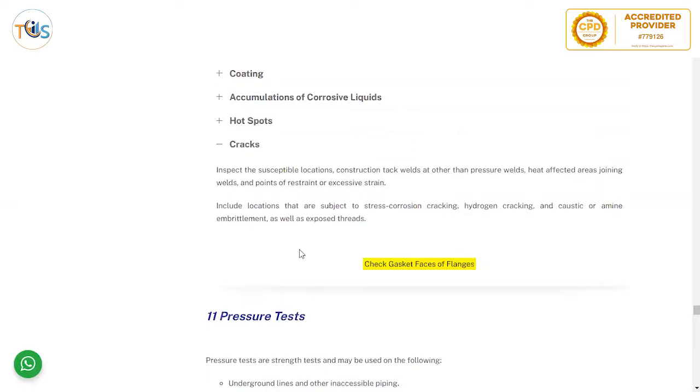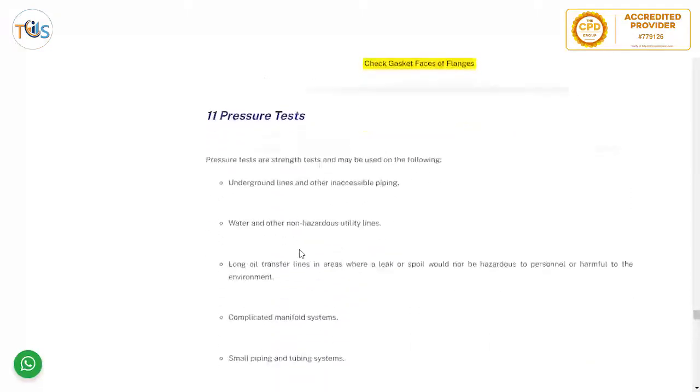Inspect the susceptible locations: construction tack welds at other than pressure welds, heat affected areas, joining welds, and joints of restraint or excessive strain. Include locations that are subject to stress corrosion cracking, hydrogen cracking, and caustic or amine embrittlement, as well as exposed threads. Check gasket faces of flanges.